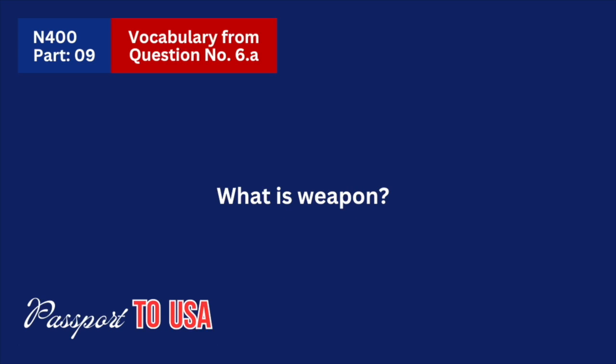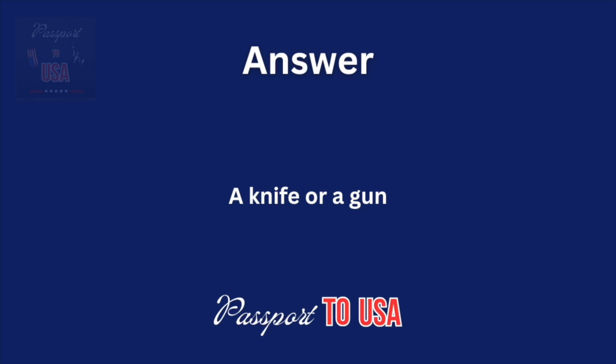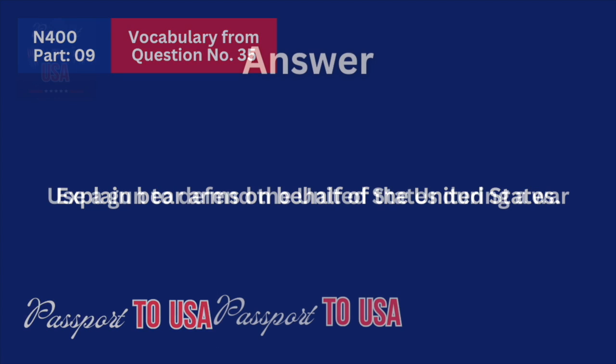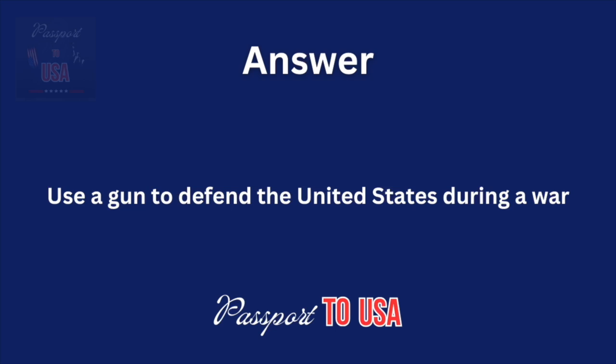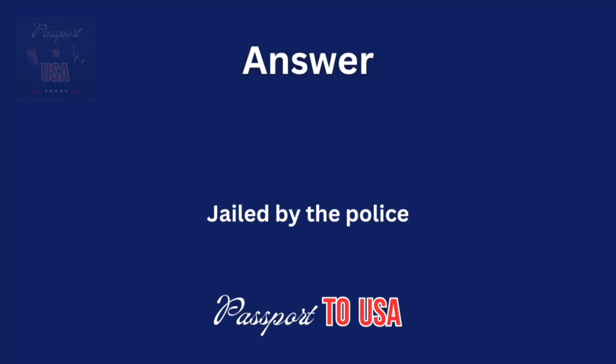What is weapon? A knife or a gun. Explain. Bear arms on behalf of the United States. Use a gun to defend the United States during a war. What is the meaning of confined? Jailed by the police.